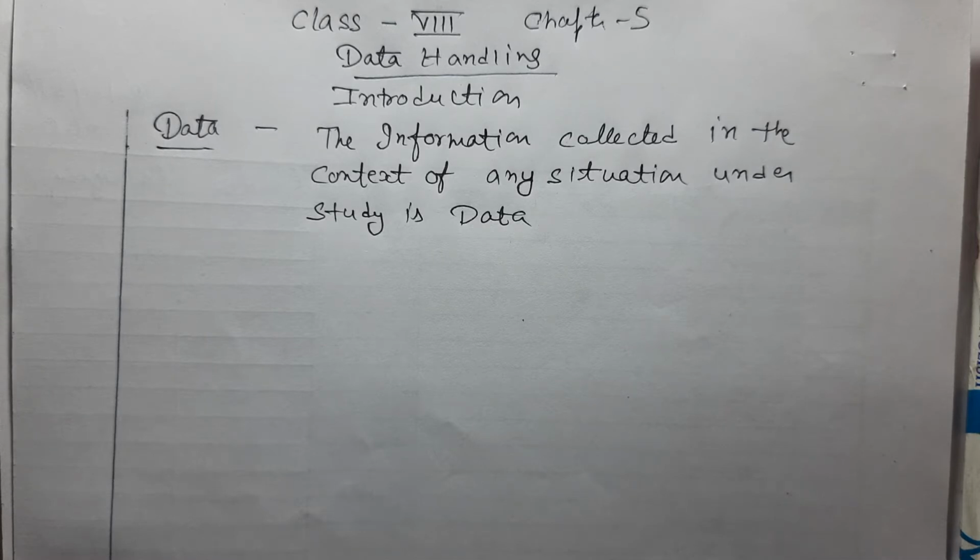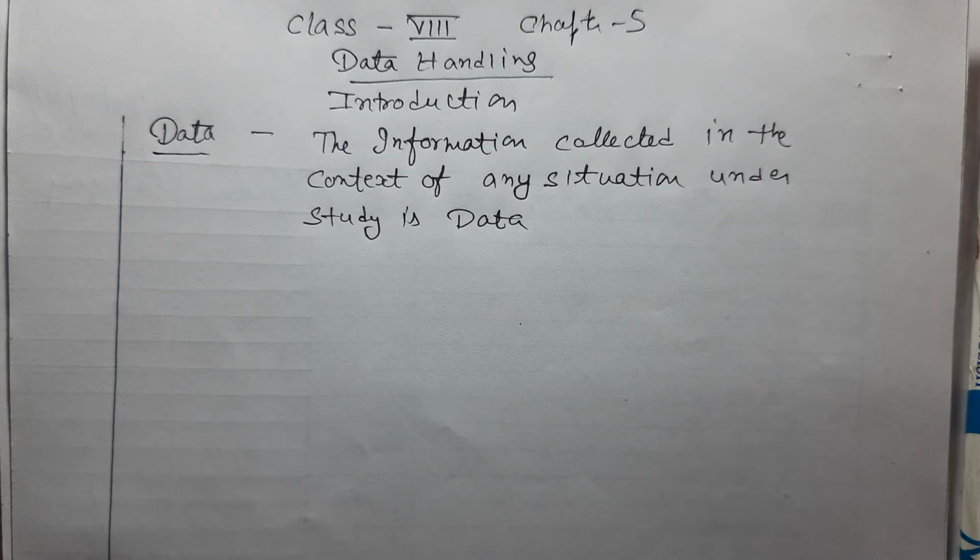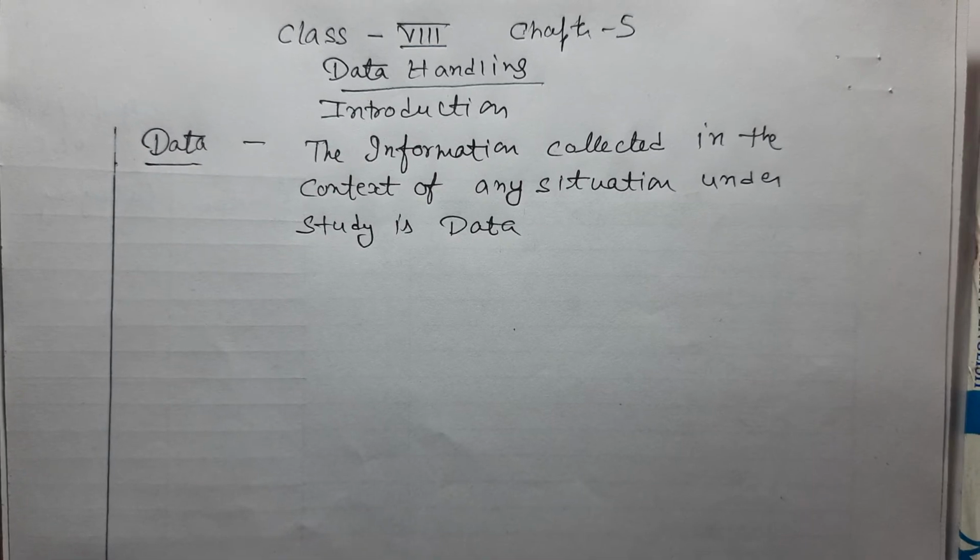Now, how to represent the data? Data can be represented in many ways. First of all, data can be represented in the form of pictograph, bar graph, double bar graph, histograms, and to represent them we have to arrange them in a systematic order. So data can be arranged in any of the forms.